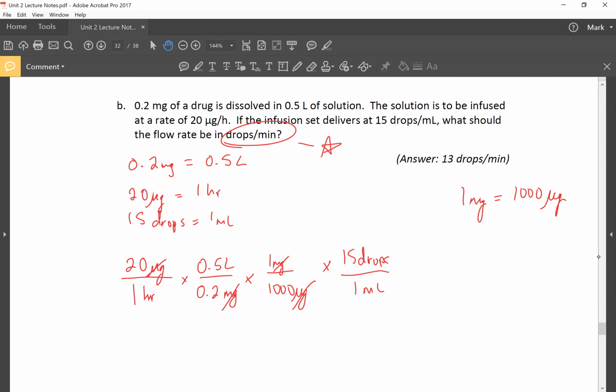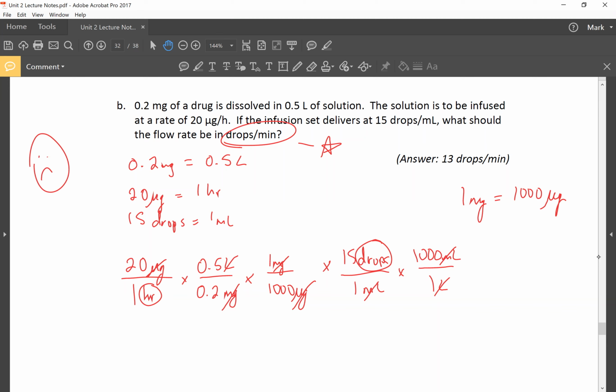Again, we have a problem. I can't cancel milliliters and liters. They need to be the same unit. So I'm going to multiply this by the fact that I know there's 1,000 milliliters in 1 liter, right? This is a tough one, by the way. Okay. Milliliters are canceled. So look at what's left. All I have left is drops per hour. This is a tough one, by the way.